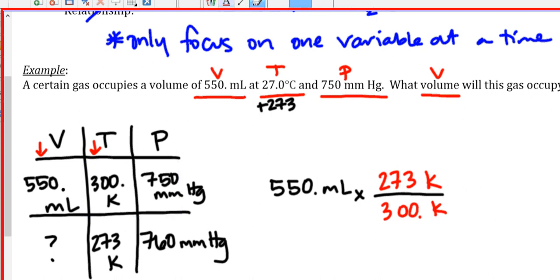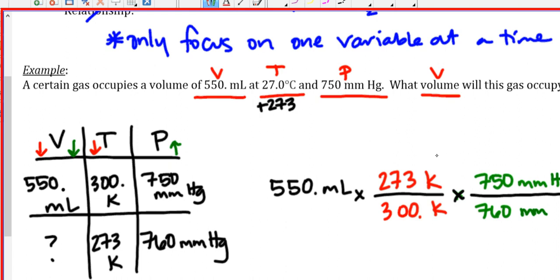Okay, so that's dealing with my temperature. Now let's do the pressure. Ignore the temperature now. So pressure goes from 750 to 760. So pressure increases. Now pressure and volume, that's Boyle's law, have an inverse relationship. So as one goes up, the other goes down. So as pressure increases, volume decreases. So this is going to be, to make it decrease, the smaller on top. So 750 millimeters of mercury over 760 millimeters of mercury.